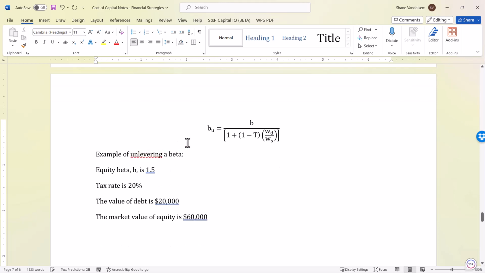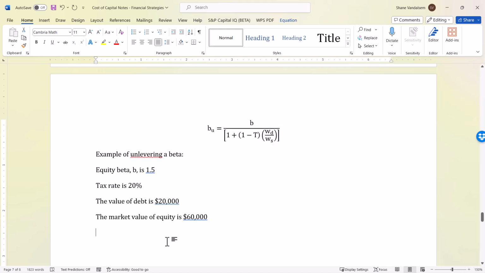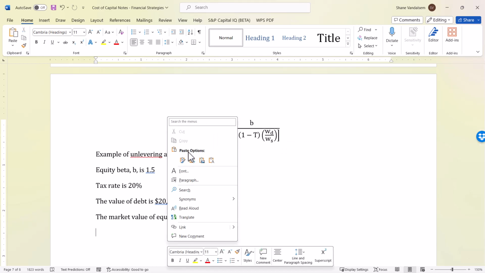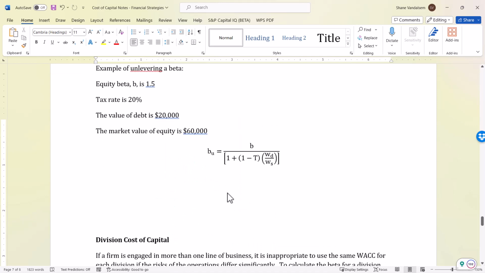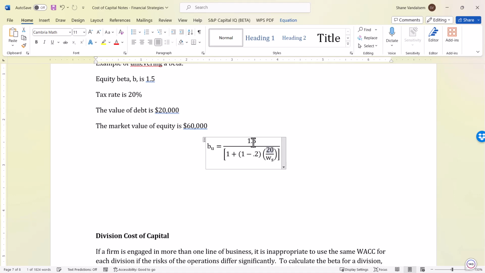So our equation here: my beta is 1.5, my tax rate is 0.2, or 20%. And like I said, I can use the actual values here. We could add these up and calculate the weight of debt and the weight of equity, but we'll actually get the same outcome if we just put the values in. I'm going to put in 20,000 divided by 60,000.